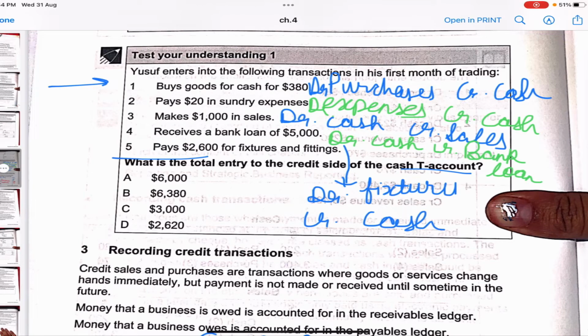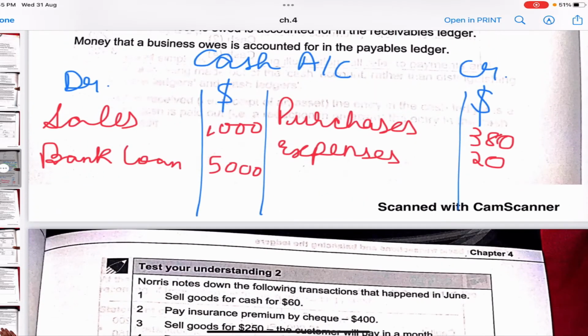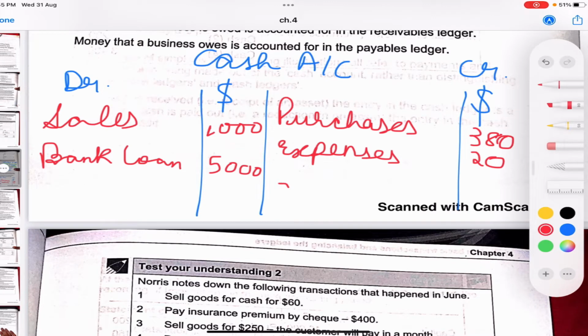Okay, the last one is cash getting credited with fixtures 2600. Okay, what's the question really?